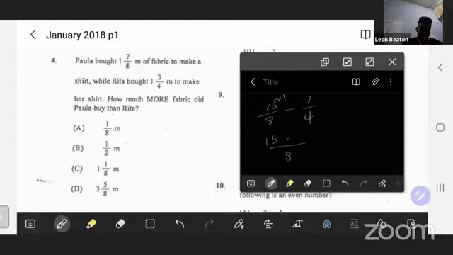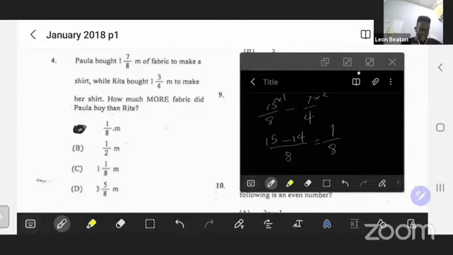Subtract 8 divided by 4 is 2. We multiply that answer by the top there. 7 times 2 is 14. So we have 15 subtract 14, which will give you 1/8. So she bought 1/8 meters more fabric, and that answer there is B.